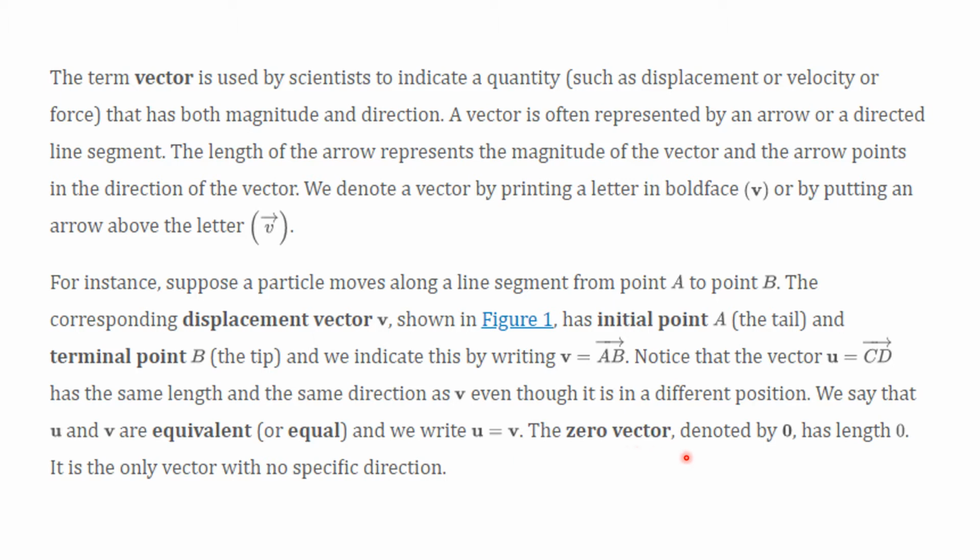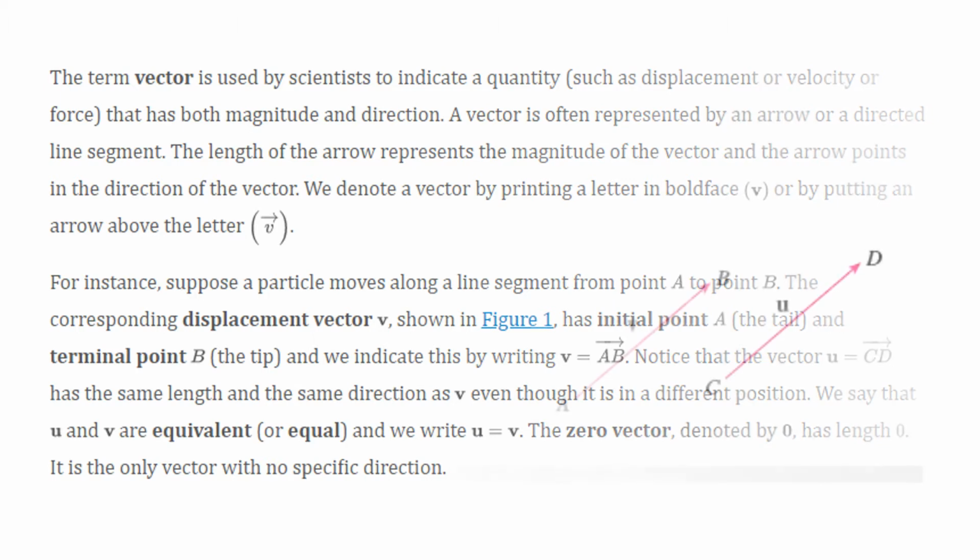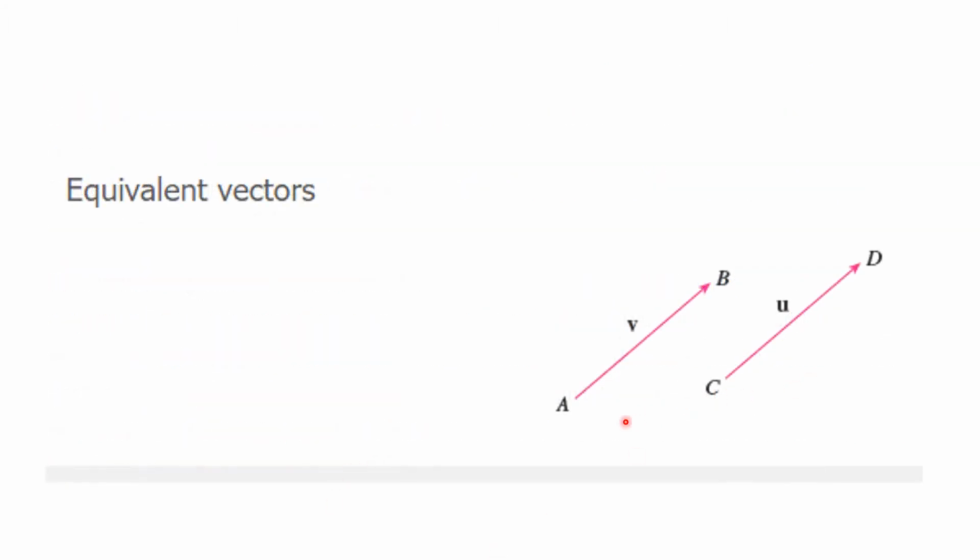There is a zero vector denoted by this. Notice that this is bold, meaning it is a vector. It has length 0. It is the only vector with no specific direction. And here's a picture showing the U and V. They're equivalent vectors. Notice that they are parallel. That means they're pointing in the same direction, and they're equal in magnitude or length.